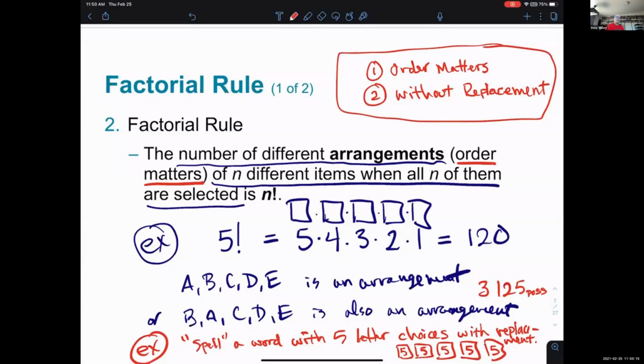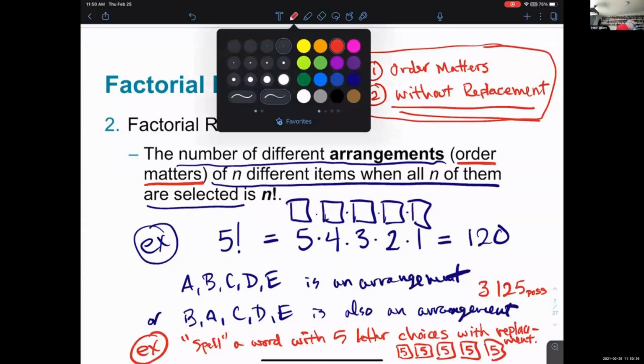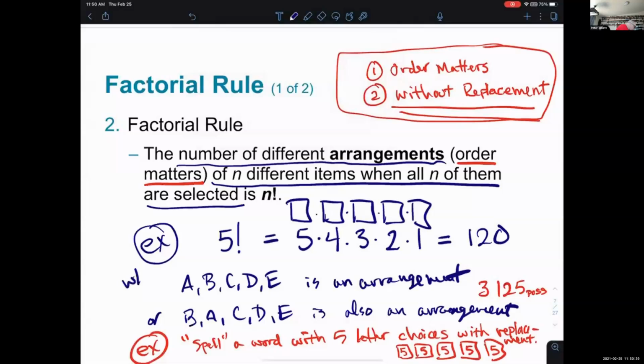So here's a perfect example of emphasizing the difference between whether you have replacement or not, with or without replacement. So I could have the arrangement of my 5 letters have occurred by simply pulling them out of the bag and not putting them back. So this first one is without replacement, as I mentioned earlier. And then this second one is with replacement.